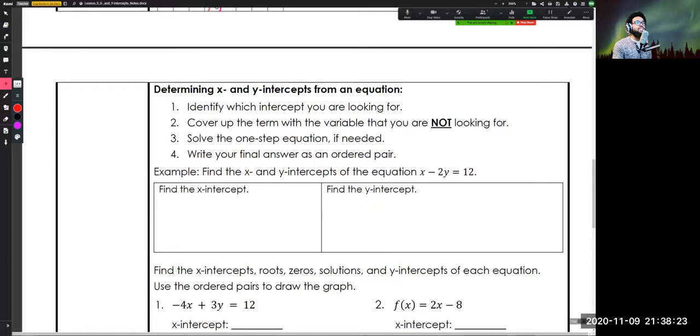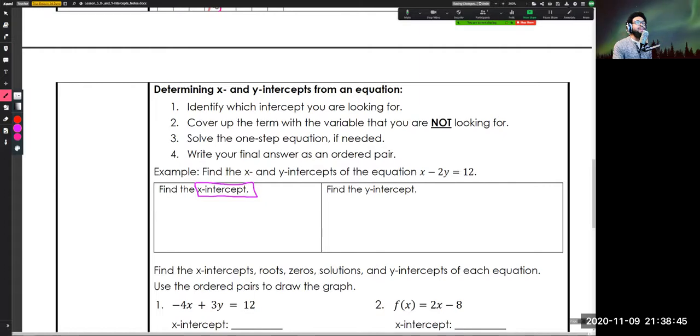So example, this says find the x and y intercepts of the equation x minus 2y equals 12. So first, identify which intercept we're looking for. In this first one, we are looking for the x-intercept, all right? Since we're looking for the x-intercept, I'm going to put a box around it.